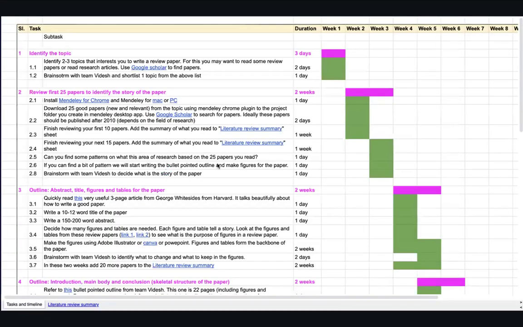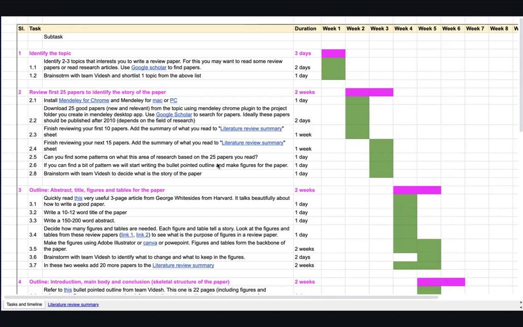This Excel sheet basically shows the timeline with which we help students write a review paper or a research paper. It is a very detailed timeline. Right from identification of a topic, we help you first shortlist 2 or 3 topics of your interest, and then select a topic. Then you do a literature study by reviewing the first 25 papers to identify the story, and then we move to the paper outline.